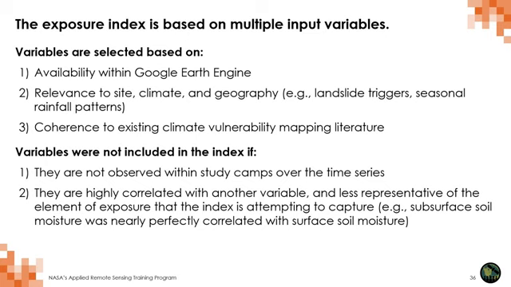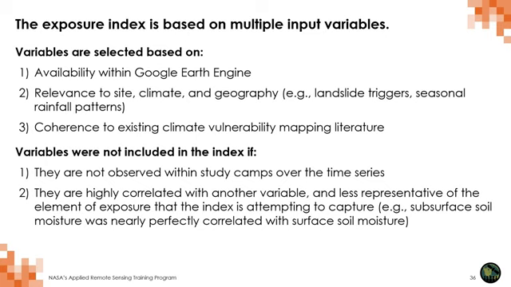We're also looking for variables that are relevant to our site, to the climate and the geography. So for example, looking at components of wet bulb temperature, landslide triggers, or seasonal rainfall patterns. We're also looking for hazards that have been documented in the camps themselves, and to make sure that our actual index is actually mapping to the lived experience on the ground.